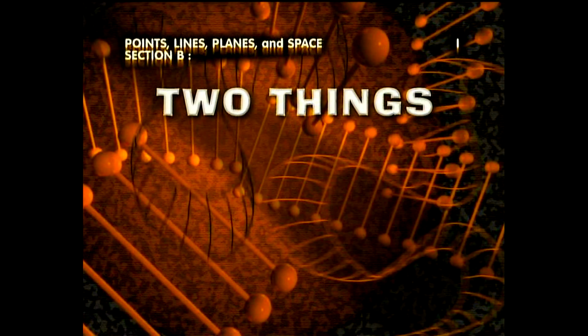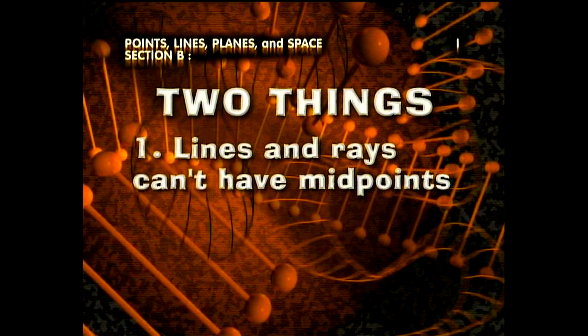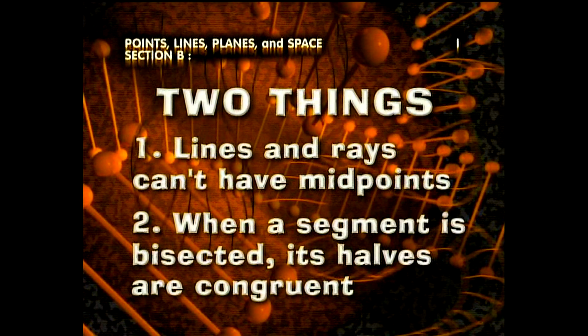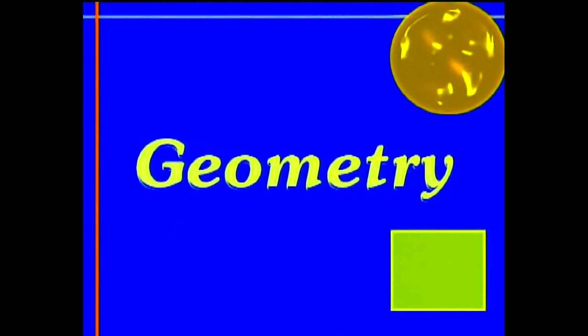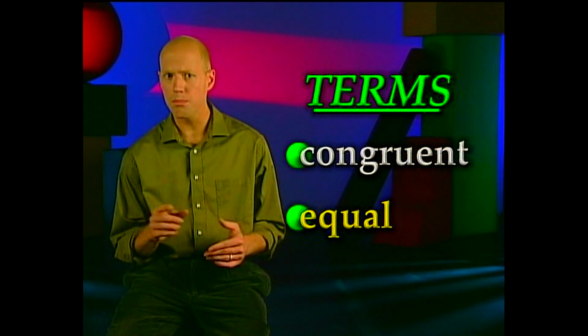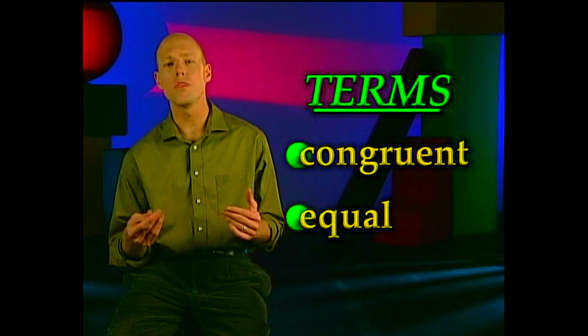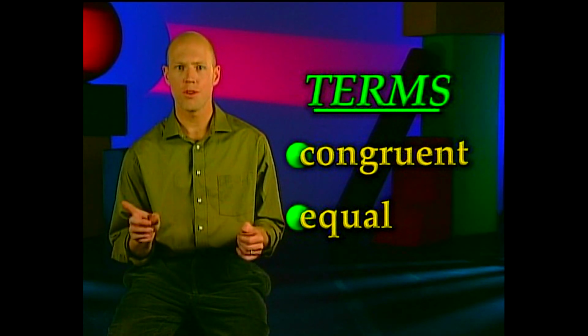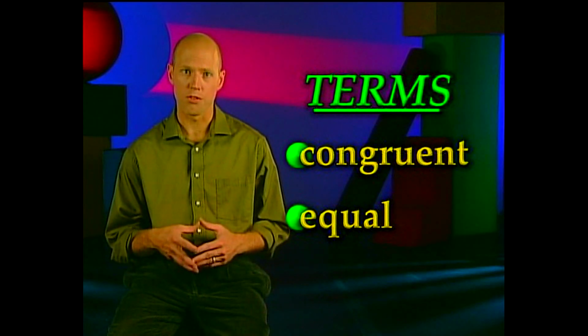Let's note 2 things. 1, lines and rays cannot have midpoints because they're infinitely long. And because they're infinite, there can't be a middle. 2, when a segment is bisected, its halves are what we call congruent. The terms congruent and equal are very important in geometry. We use them in similar but different ways. So now, let's distinguish between their usage.